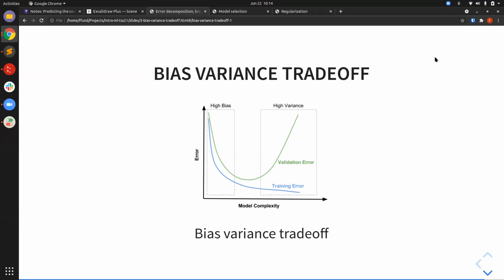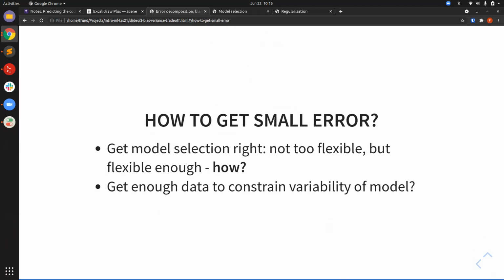So we have this trade-off here. And remember, this is only part of the picture, but it works for now. As you increase the model complexity, your training error will always go down. Your test error will first go down because of reducing the bias, and then it will go up again because of increasing the variance. So to get small error, you want to end up at this point right here. You need to get model selection right. You need a model that's not too flexible, not too complex, but flexible enough. How do you choose a model that's flexible enough?